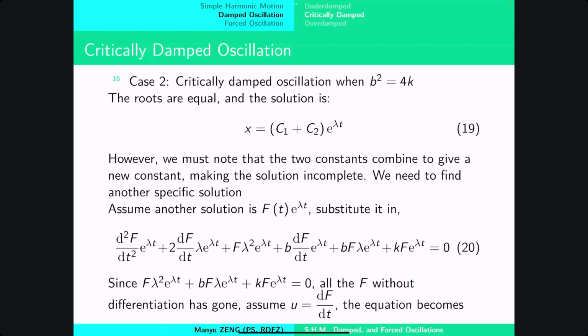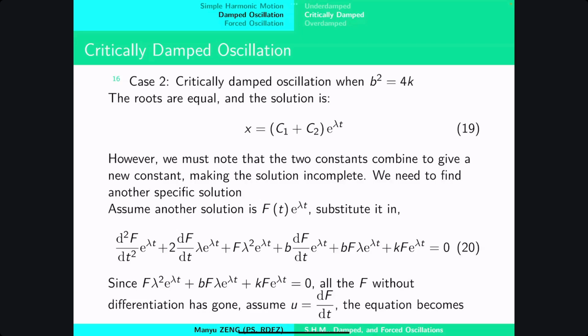So what's your question? Yeah. So basically, assuming another solution to be f of t times e to the power of lambda t. Okay, we need two solutions to generalize, but why are we doing it in this fashion? I'm a bit confused there.